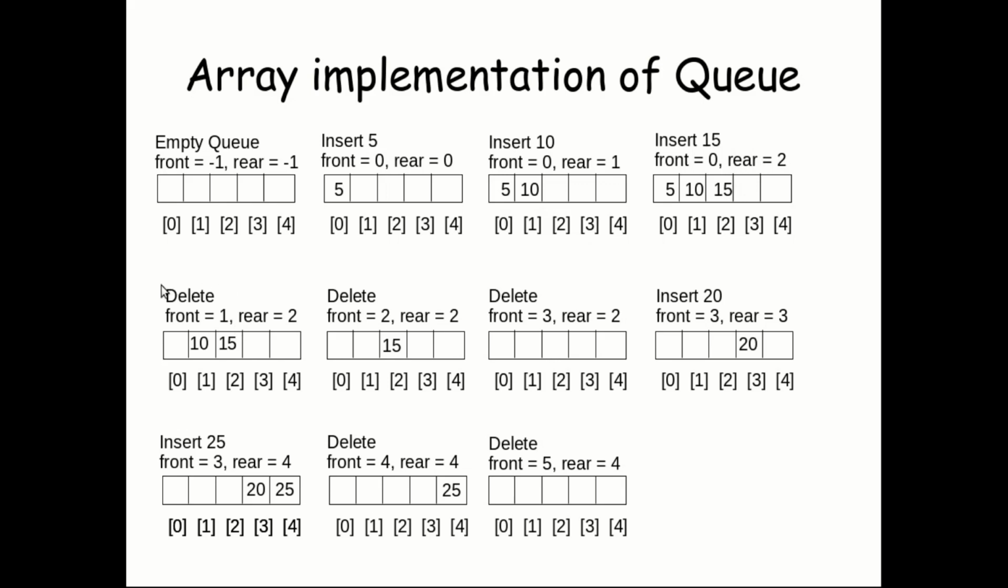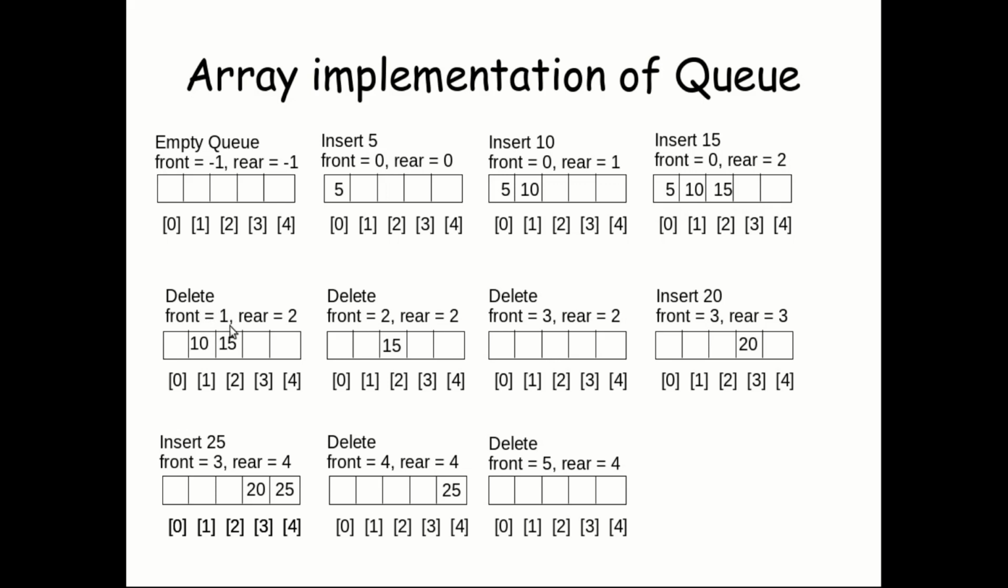Now whenever we perform a deletion operation, as I said, the deletion will take place from the front end and the insertion will take place at the rear end. So front is now pointing to 0 index and rear is pointing to the 2 index. So front is pointing to 0, that means 5 will be deleted. So here 5 will be deleted and front will be incremented to 1.